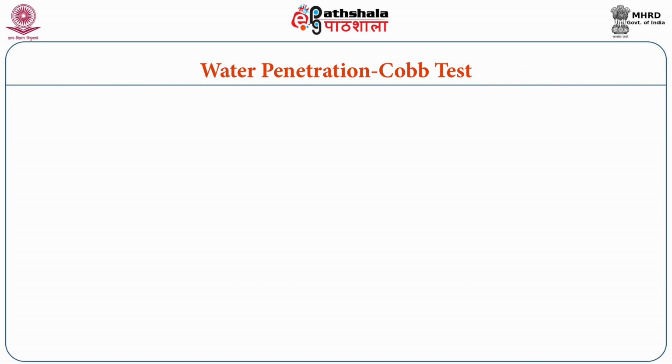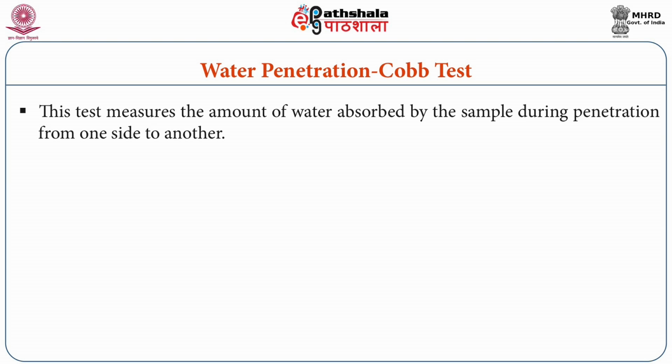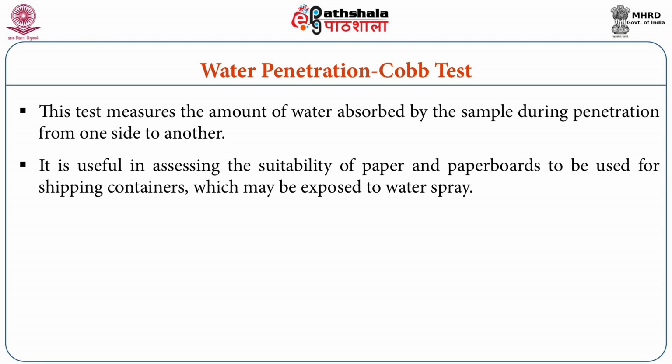The next test is water penetration or Cobb test. This test measures the amount of water absorbed by the sample during penetration from one side to another. It is useful in assessing the suitability of paper and paper boards to be used for shipping containers which may be exposed to water spray.